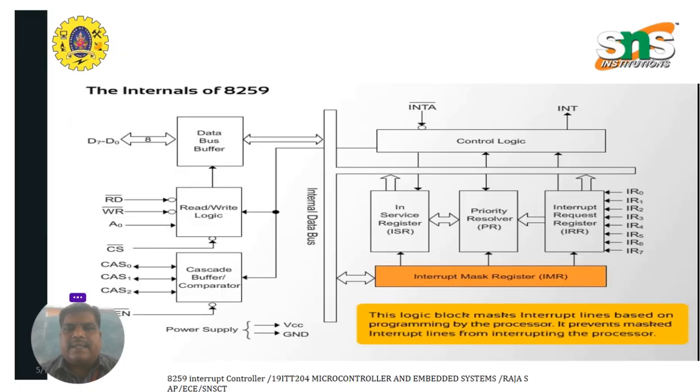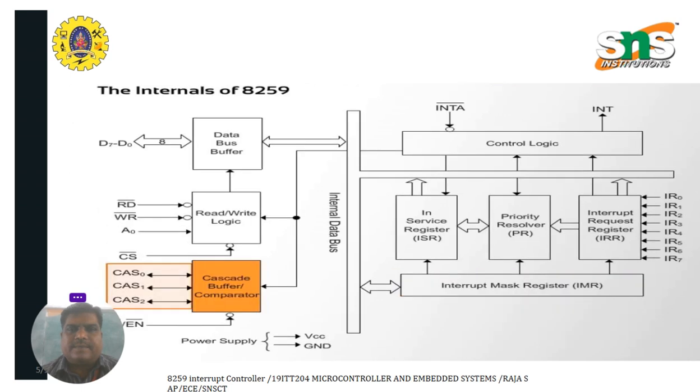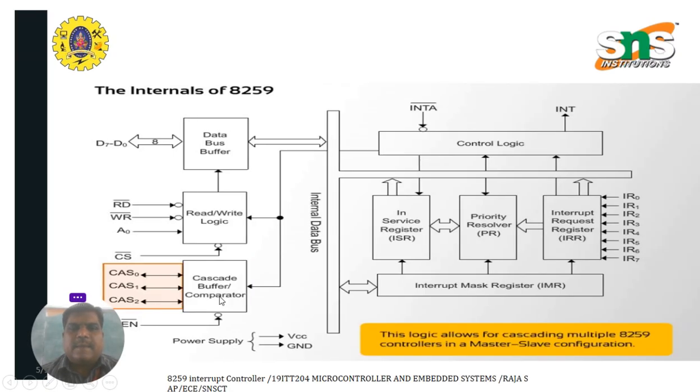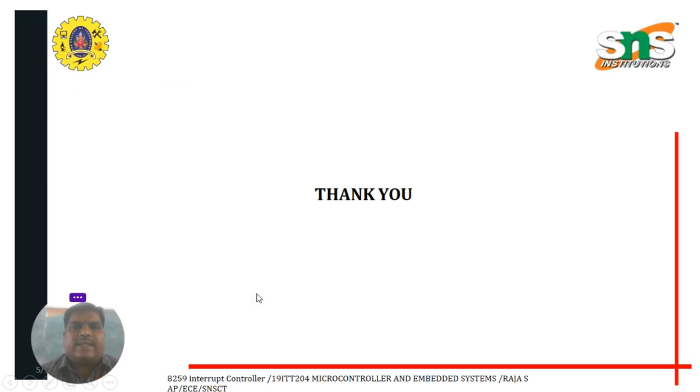Next one, the interrupt mask register. This block masks interrupt lines based on programming by the processor. It prevents masked interrupt lines from interrupting the processor. So only one interrupt is performed by the microprocessor at a time. Next, this block is the cascade buffer or comparator. Based on CAS0, CAS1, CAS2, we can add more interrupt pins to this 8259. So this logic block allows cascading multiple 8259A controllers in a master and slave configuration.